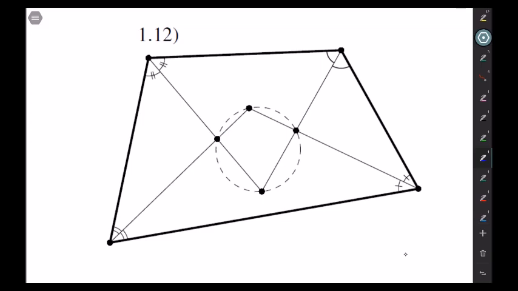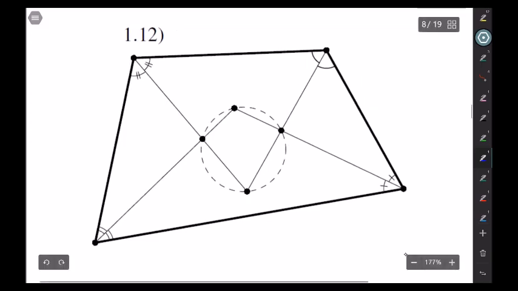Yeah, so I'll just leave it to you as an exercise. What is the claim here? The claim is that if you have a quadrilateral ABCD and you have angle bisectors here, alpha alpha, beta beta, gamma gamma, and delta delta, then what is the claim?